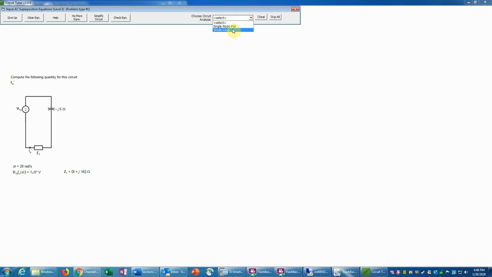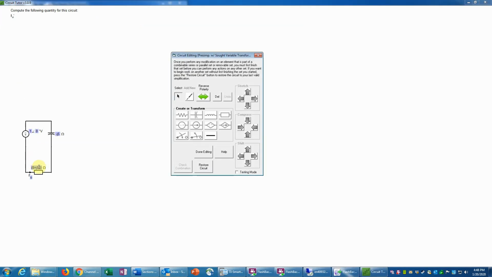So this is a single loop circuit. So I will use single loop analysis, and I can write, well, you know, I could have actually combined these two. I didn't think of that. And actually, that would be a little bit easier. So I'm going to go back into the circuit editor since I neglected to combine those two. So let's do that.